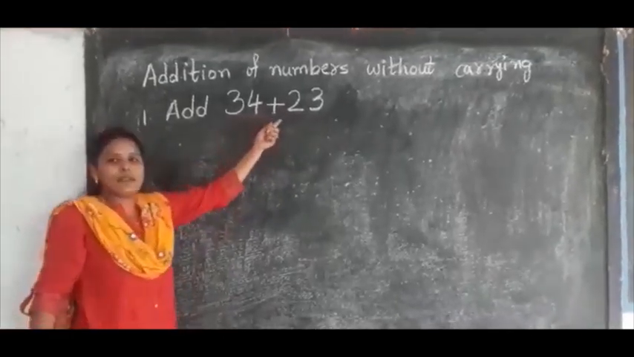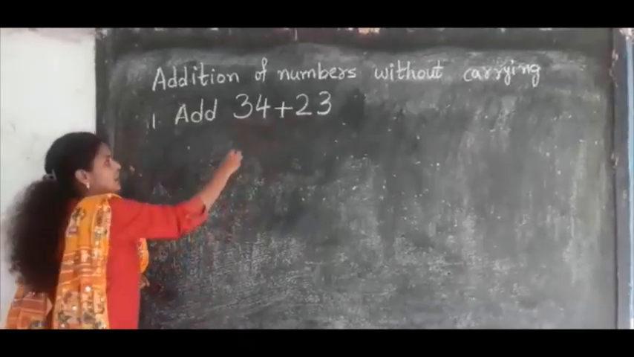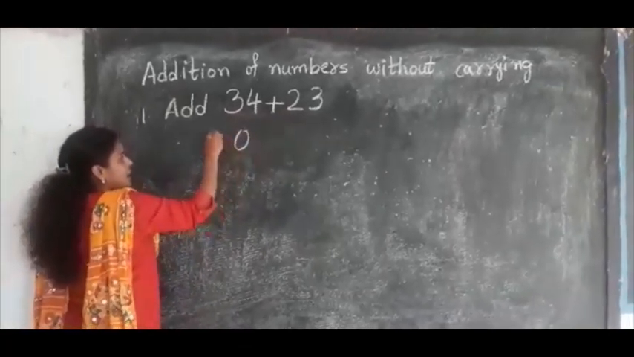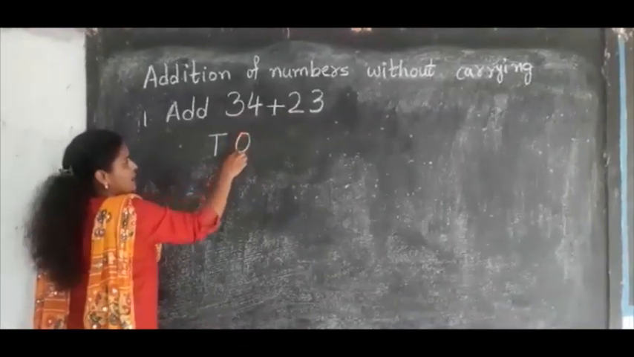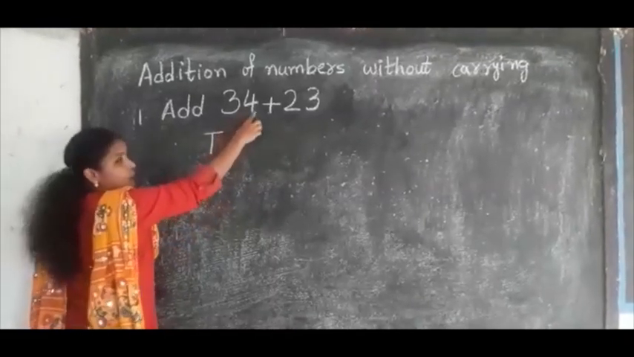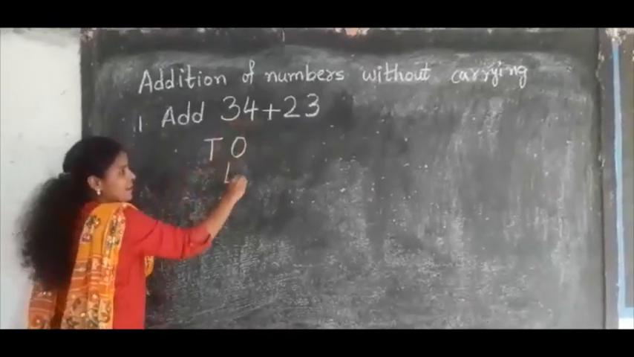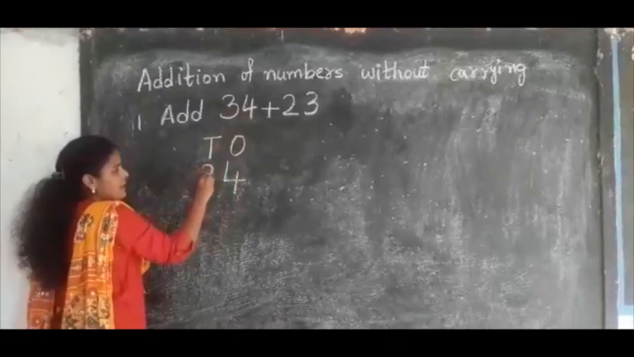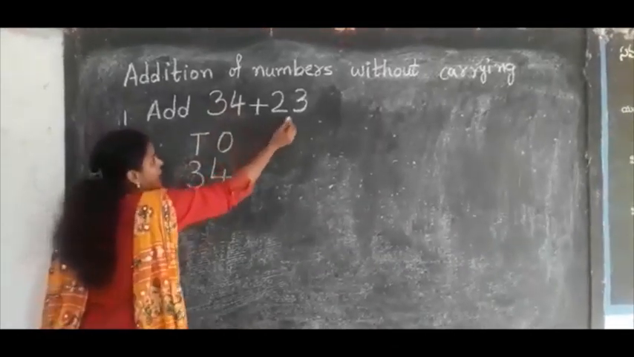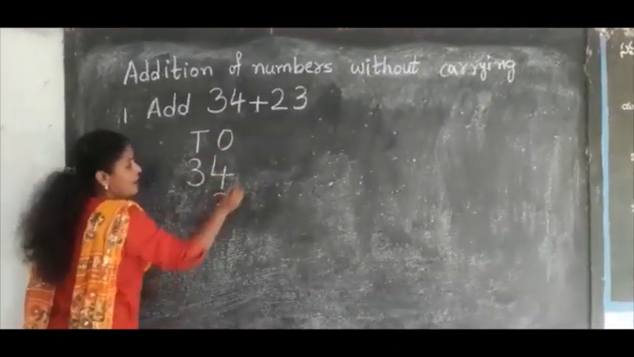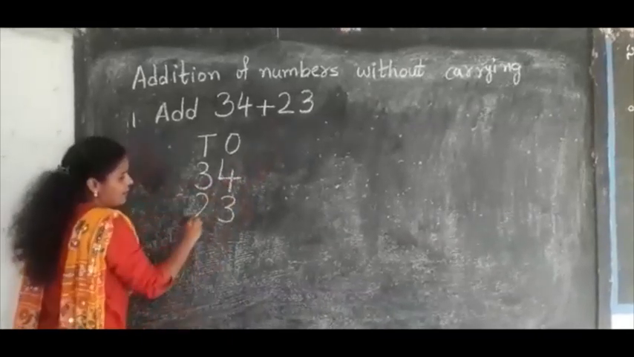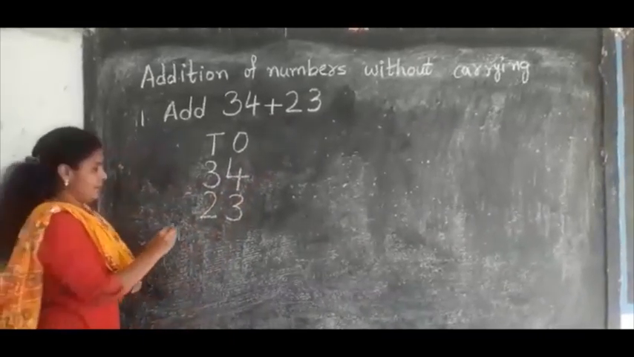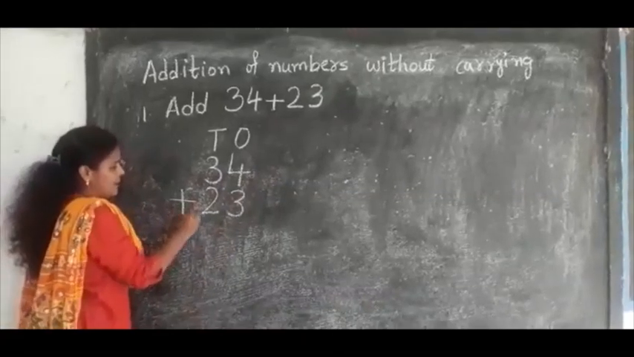First arrange these numbers in their places. Ones, tens. First write ones, tens. In 34 write 4 in ones place, 3 in tens place. In 23 write 3 in ones place, 2 in tens place. What is the symbol of addition? Plus. Put the symbol plus.